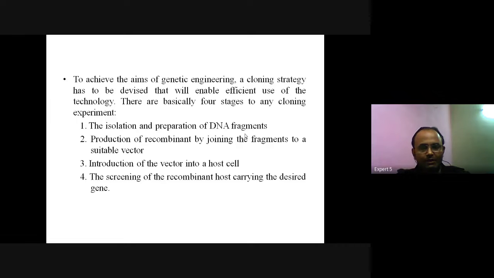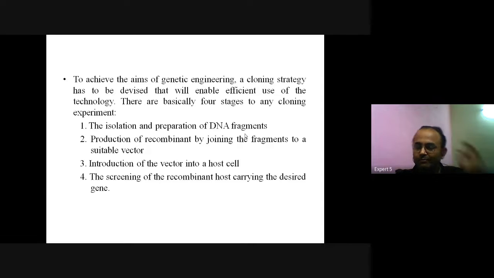So in the second step, the gene of interest is cloned into a suitable vector which forms a recombinant. In the next step, these recombinants are transferred into the host cells for amplification. In the host cells, these recombinants are amplified, and in the fourth and last step, recombinants are screened for carrying the desired genes.